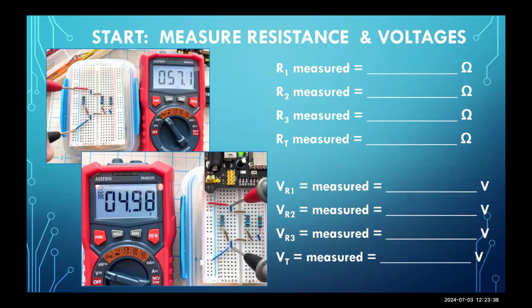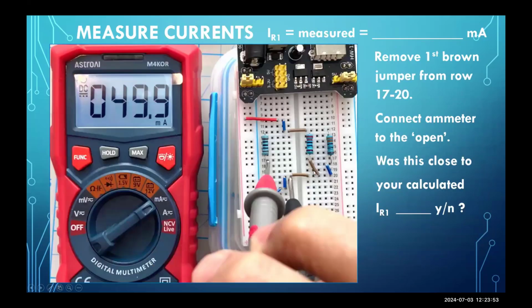Next, measure your voltages. The voltages we did early, and you can measure across each of these directly from your power supply. And yes, they should be something close to 5 volts. Now, measuring current is going to be a little more special. Measuring current, like we did earlier, you have to break open a jumper from the first resistor. I removed the first jumper wire, which was between 17 and 20. So you remove the first brown jumper from 17 to 20, connect the ammeter to the open, and I'm using needle probes at this moment. And guess what? Something close to 50 milliamps. Is this close to our calculated 50 milliamps?